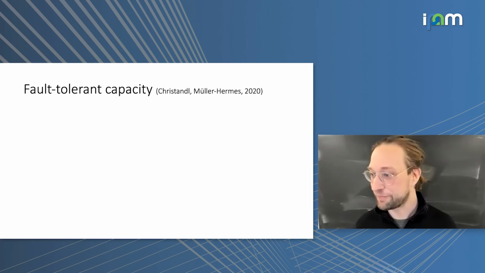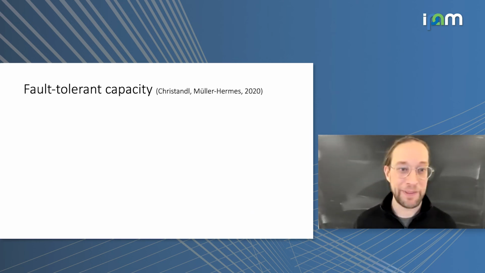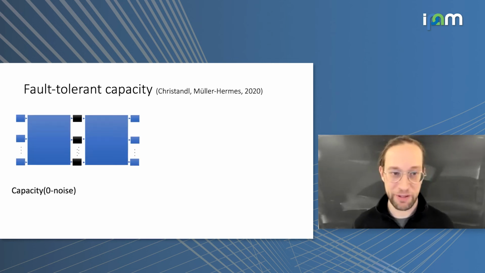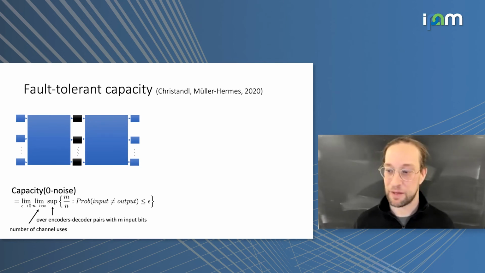Now there are 2 things I want to tell you. There is the definition of the fault-tolerant capacity. Here's the definition. The capacity at 0 noise, we know what it is. It's our good old definition. The supremum is over encoder-decoder pairs with m input bits, and we have m divided by n, where n is the number of channel uses.